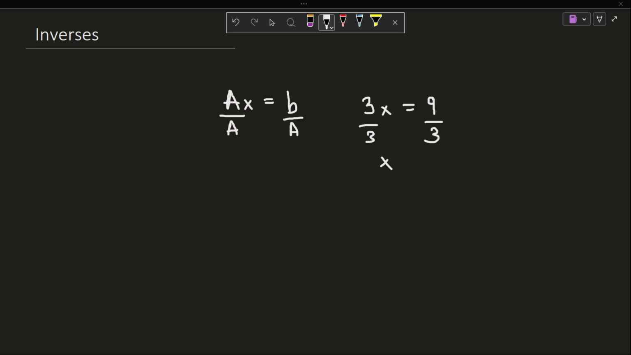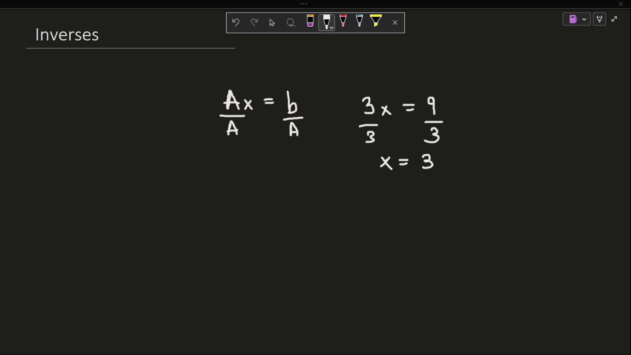So, good job, Alexa. x equals 3. That would be our solution. Right? We can't do that with matrices, because how do we divide something by a matrix? We don't have an operation for that. It's undefined. So we need to think about this in a different way.